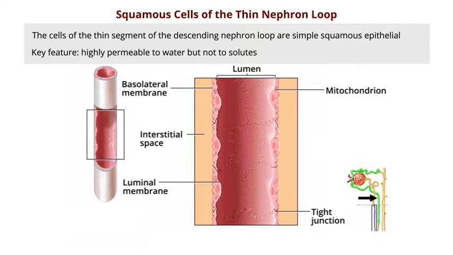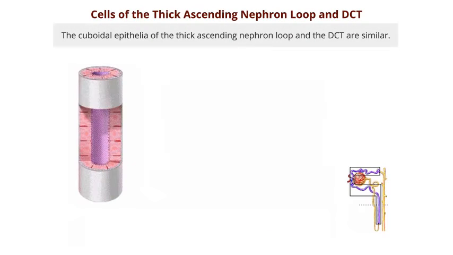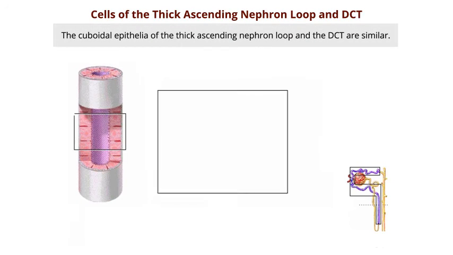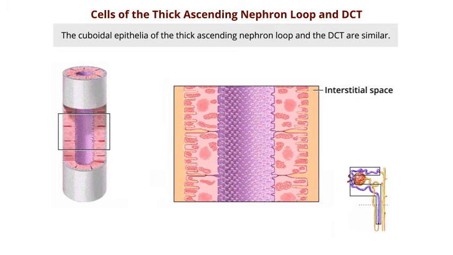Now let's look at the thick segment of the ascending nephron loop and the distal convoluted tubule on the small nephron to see the cells of that region. The epithelia of the thick ascending nephron loop and the distal convoluted tubule are similar. They are composed of cuboidal cells, but they have several structural differences compared to the cells of the proximal convoluted tubule. For example, these cells have fewer and smaller microvilli projecting into the lumen.